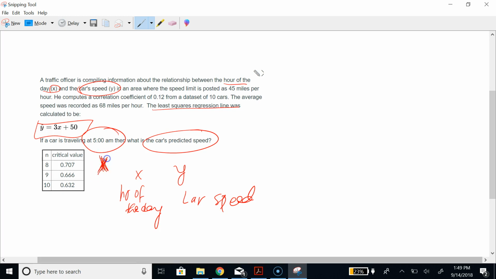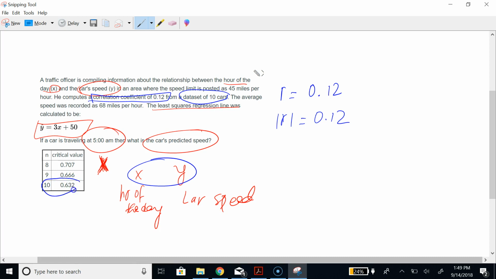But to find the predicted speed, you have to find if there is a linear relationship between the variables x and y or not. Therefore, to find the linear relationship, you need to find r first. r is going to be 0.12, given here, which is the correlation coefficient, and the absolute value of r is going to be 0.12, exactly the same, because r is positive. Now you have to find the critical value for n equals 10, because in the observations there are 10 cars in the data set.